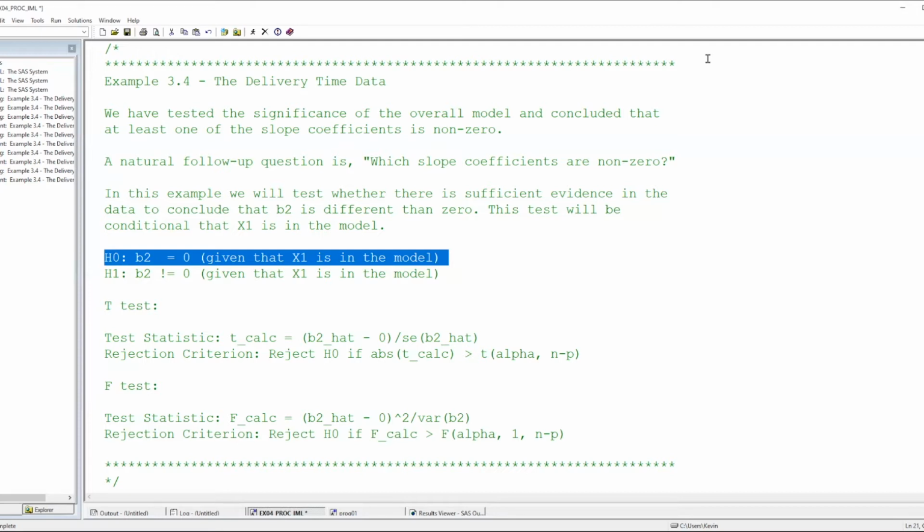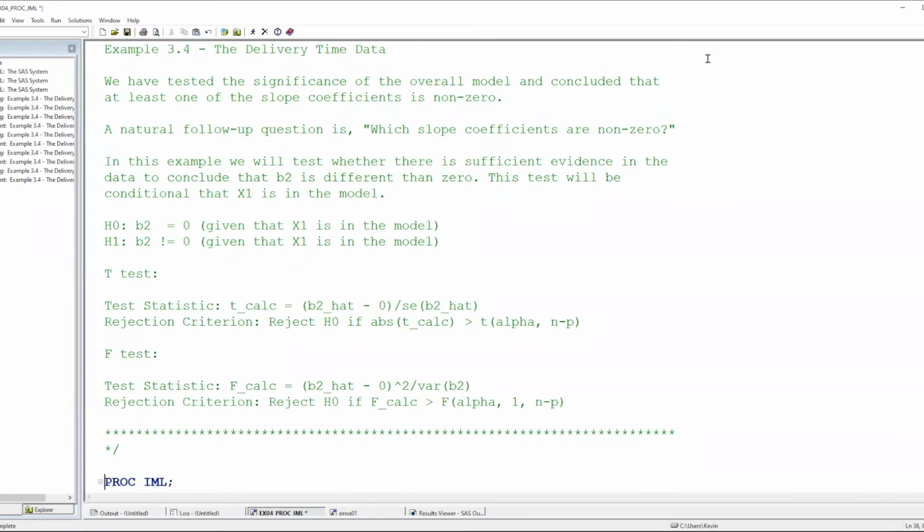And let me also say that in the rejection criterion for the t-test, we are rejecting if the absolute value of t-calc exceeds this upper percentage point because this is a two-tailed test. Now, we could certainly perform a one-tailed test, and if that was the case, then we would not take the absolute value of t-calc.